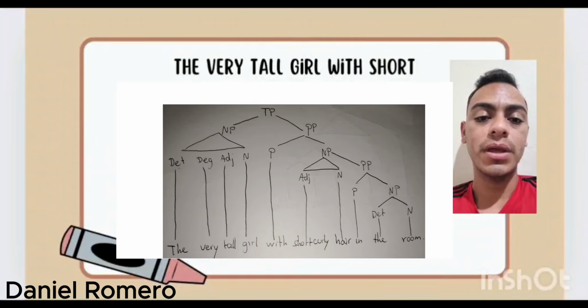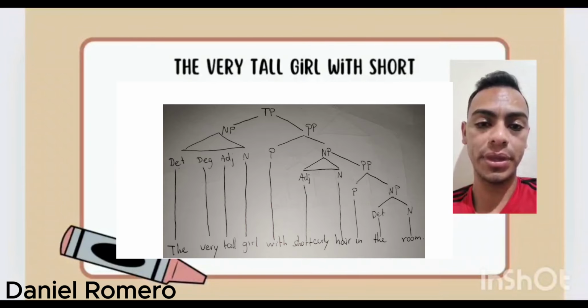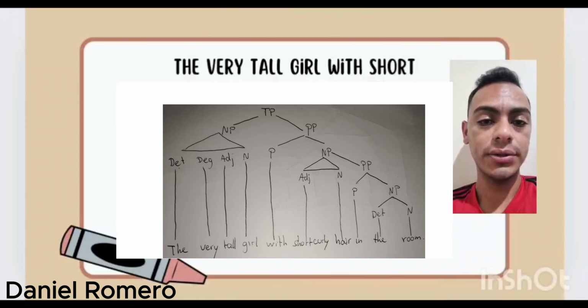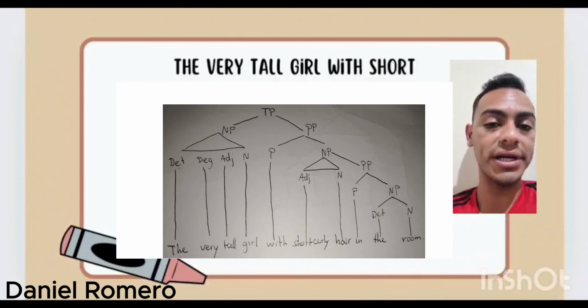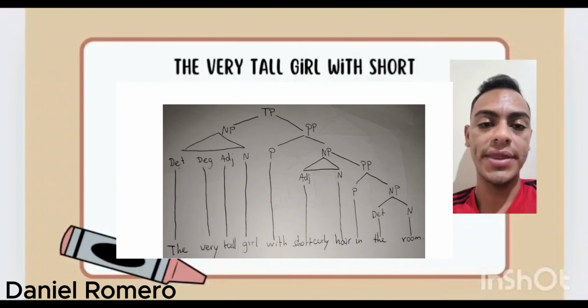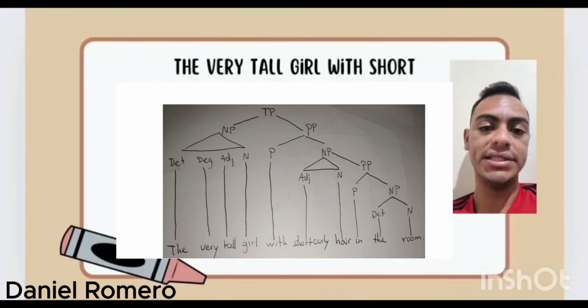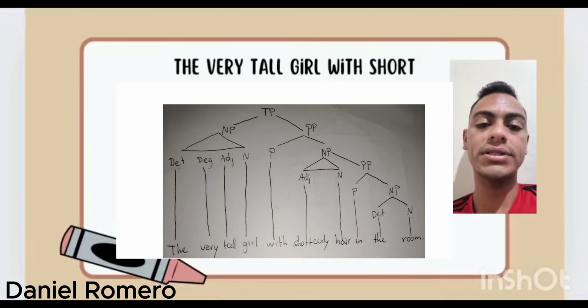And the last one, we have the very tall girl with the short curly hair in the room. This phrase is divided into a tense phrase, which is divided into a noun phrase and prepositional phrase. The noun phrase is divided into a determiner, a degree word, an adjective, and the noun. The determiner is the, the degree word is very, the adjective is tall, the noun is girl.